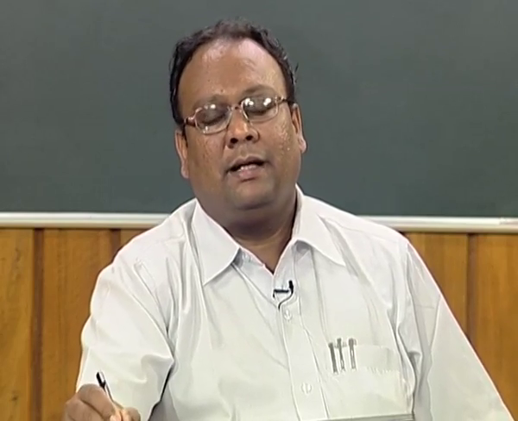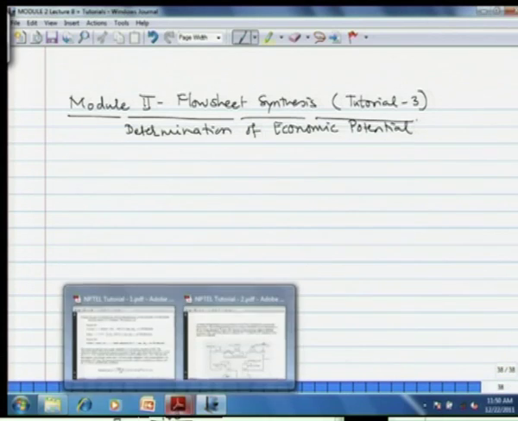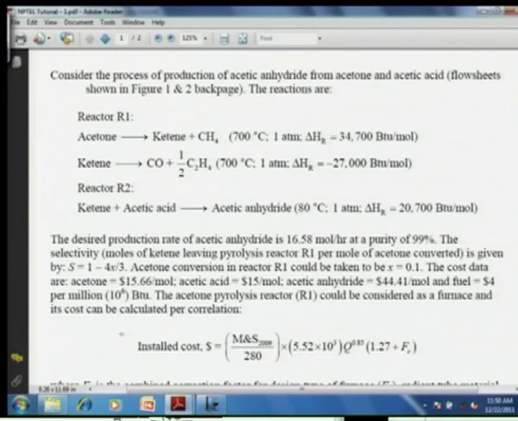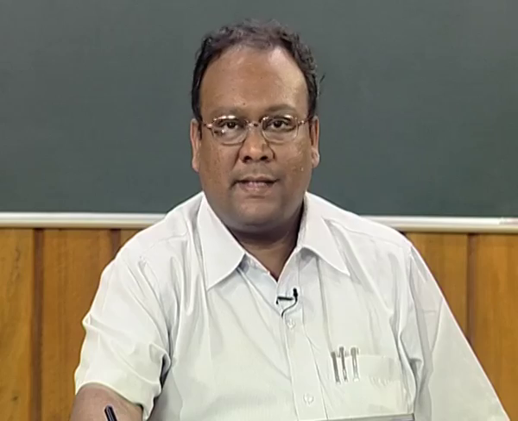In this tutorial we go one step ahead and try to determine the exact economic potential of a particular process at various levels of the design. Okay, that is the input-output structure and recycle structure. Here we take the example of acetic anhydride manufacture from acetone and acetic acid. I have already given this example in one of the previous lectures of this module, when we dealt with the number of reactor systems.